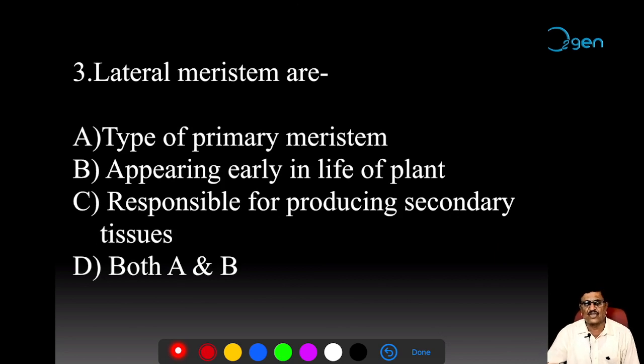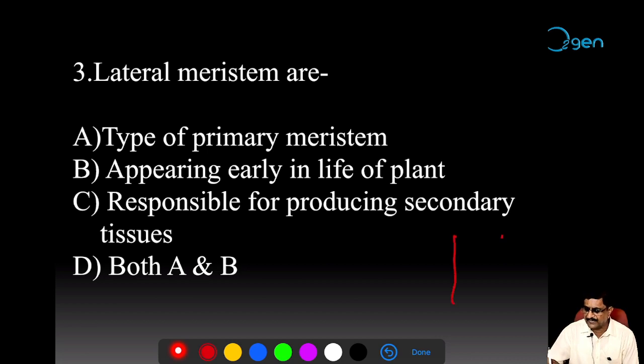Question three, lateral meristem. Option A, a type of primary meristem. B, appearing early in the life of plant. C, responsible for producing the secondary tissue. D, both A and B.